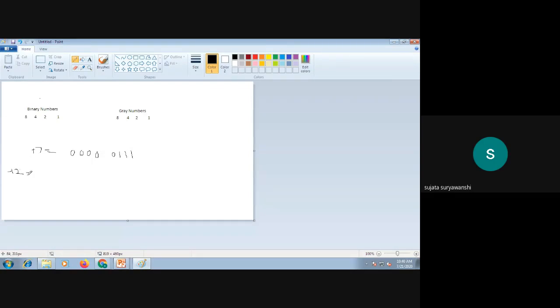How to represent 12 first? The MSB bit shows the negative number, then the remaining 3 bits as they are, and then 1, 1. 8 plus 4 is equal to 12, and the remaining 2 bits are 0. This is the magnitude of 12.